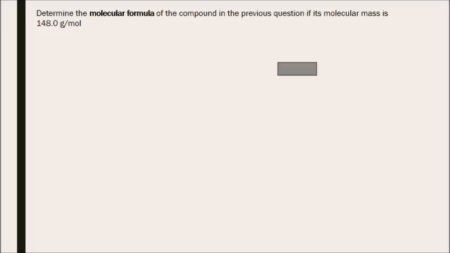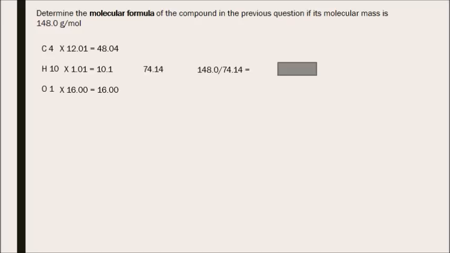So in our empirical formula, which is C4H10O, we know we're going to have 4 carbons, 10 hydrogens, and 1 oxygen. So we're going to figure out the mass of the empirical formula, and we're going to get 74.14. And when we divide 148 by 74.14, we're going to get a factor of 2. So we're just going to multiply all of our subscripts here by 2. We're going to get C8H20O.